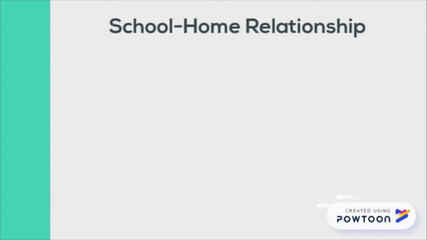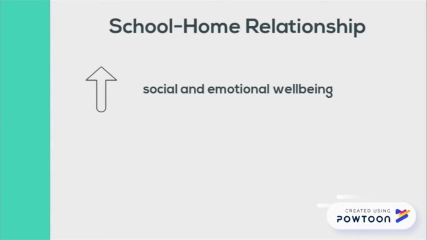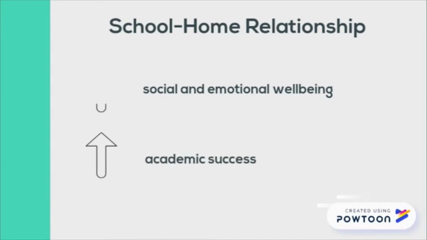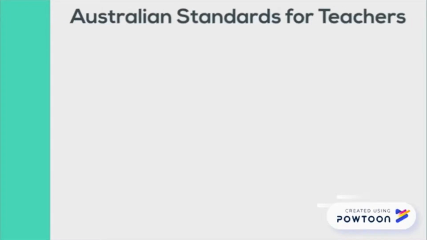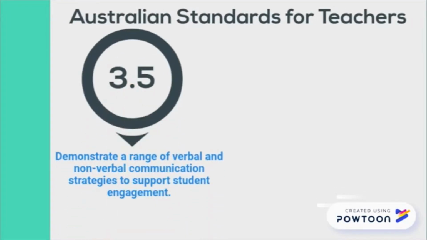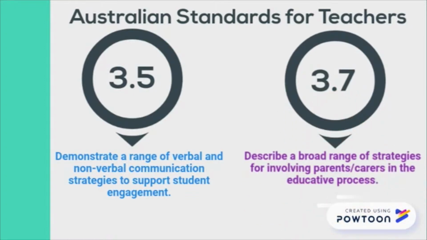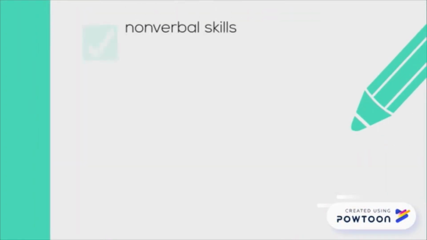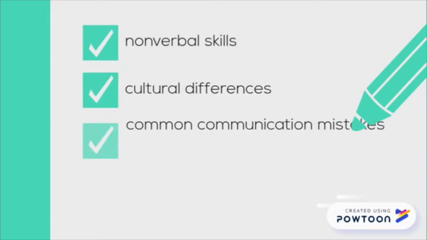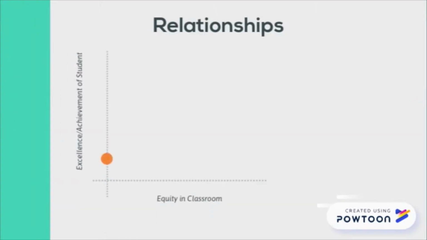A positive school-home relationship has been proven to increase a student's social and emotional well-being, which directly relates to their academic success. In order to do this, we must communicate and engage our students' parents and carers, as stated in Standards 3.5 and 3.7. Here are a few communication skills that I will consider when communicating with parents. Now, let's plot this point.